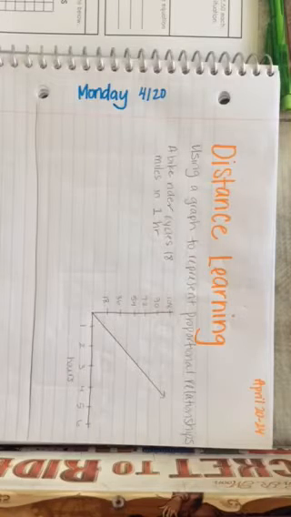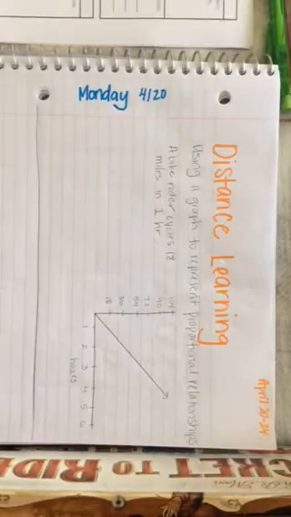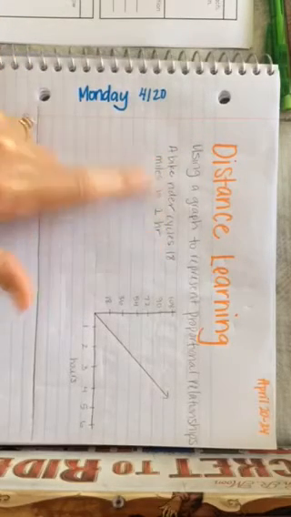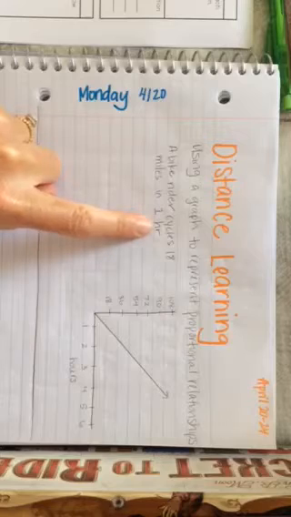For today's date, Monday, April 20th, our goal is to use graphs to represent proportional relationships. So you can see that you're going to be given two graphs with two different questions about those graphs. So let's go ahead and break it down. We're going to use an example question where it says a bike rider cycles 18 miles in 1 hour.